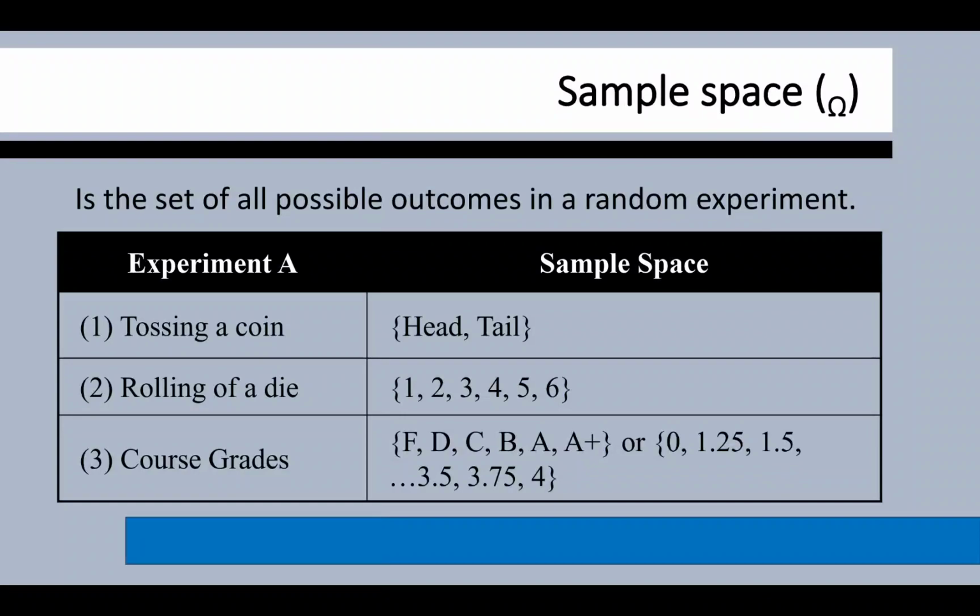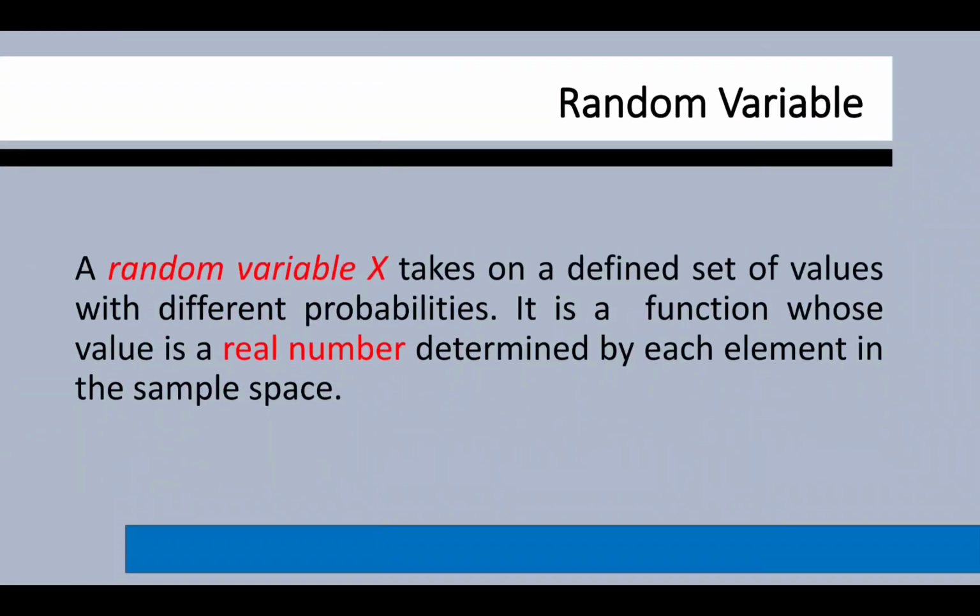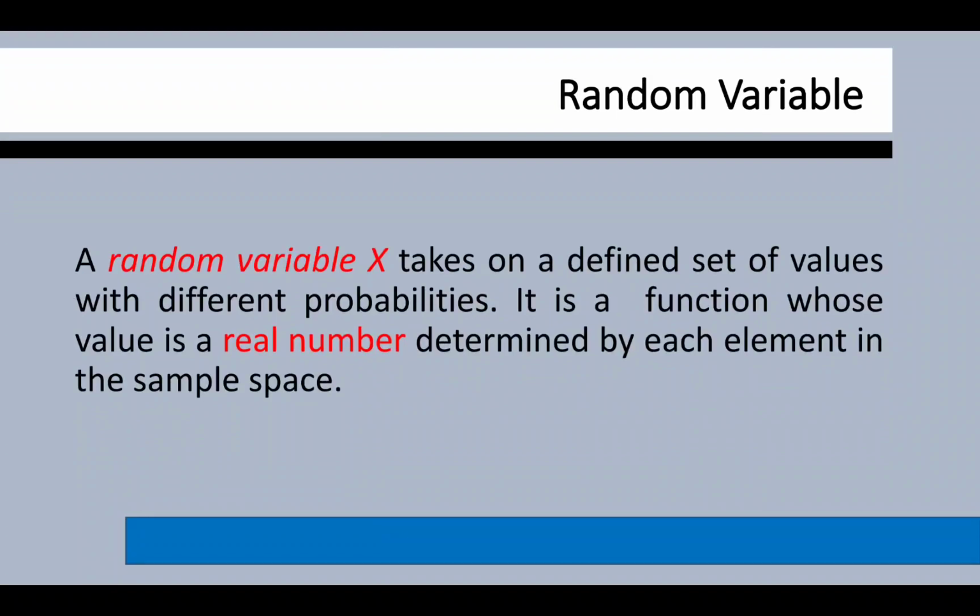So when tossing a coin, the sample space is head and tail. Now you have to put braces. It signifies that the elements inside the braces are the outcomes, and it pertains to the sample space. Rolling a die, 1 to 6. Course grade, it's either of the two, kung ano yung grades na pinag-uusapan natin. If we were able to recall the random experiment and the outcome of each of those experiments or procedures, we can now proceed to what a random variable is.